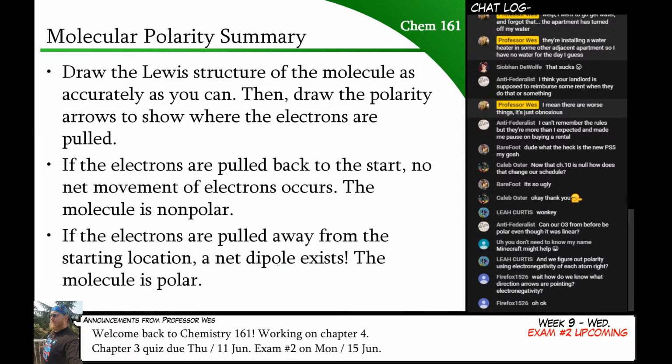Draw all the arrows where you point the arrow at the most electronegative atom along each bond. Then follow the arrows. Do the electrons get pulled back to the start, or are they pulled somewhere else? If they're pulled back to the start, that means they're being tugged in all directions equally, and the molecule's nonpolar. If the electrons are pulled away from where they started, then they're being shifted across the entire molecule in that direction. And that means the molecule is polar.